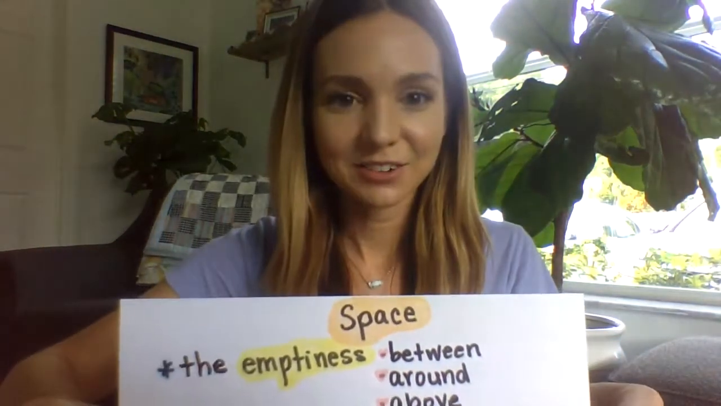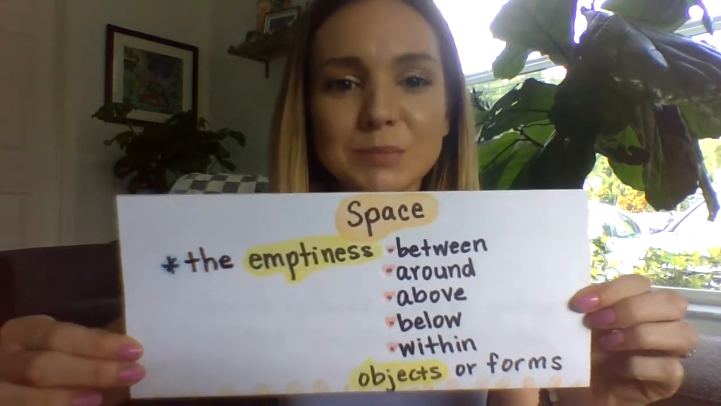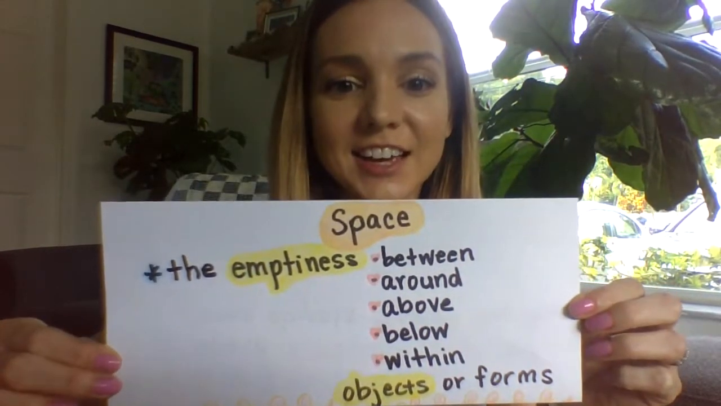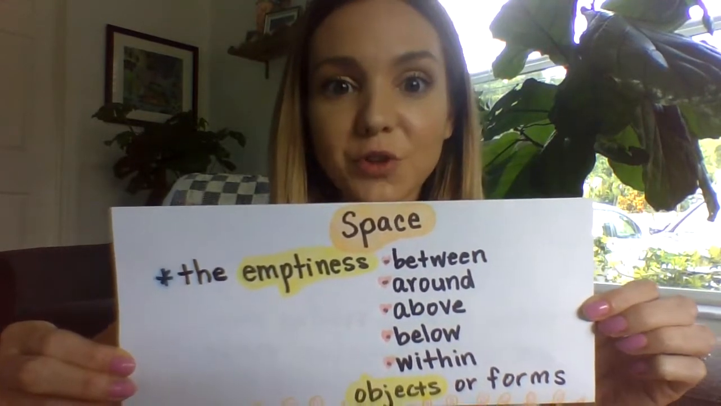Today I have an art lesson for you, and it has to do with space, how space is used in art and how we can use space in our own art. So first, I want to tell you about what space is when we're talking about art. It's the emptiness between, around, above, below, and within objects or forms.